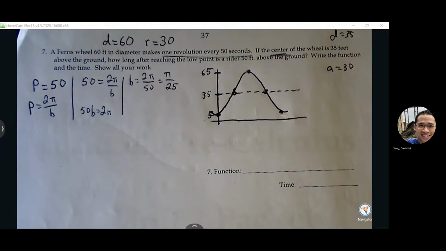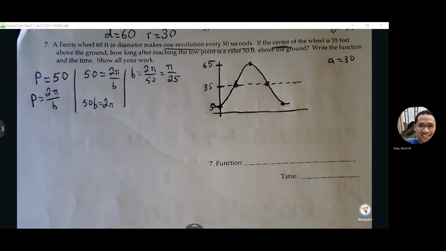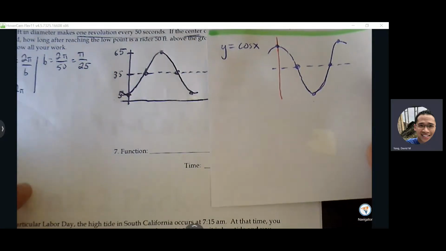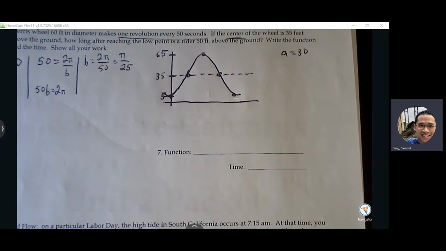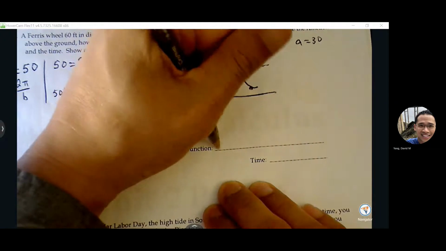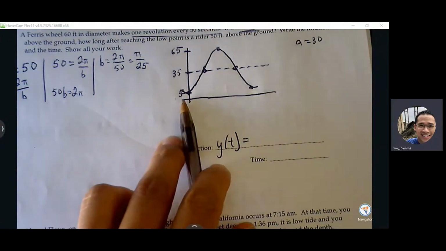Okay. What function does that look like to you? Cosine, that's been reflected, right? Because cosine looks like this. A cup that's right side up, this is a cup upside down. There's no shift because it's starting right at the minimum. But it is reflected, so my A is negative 30.